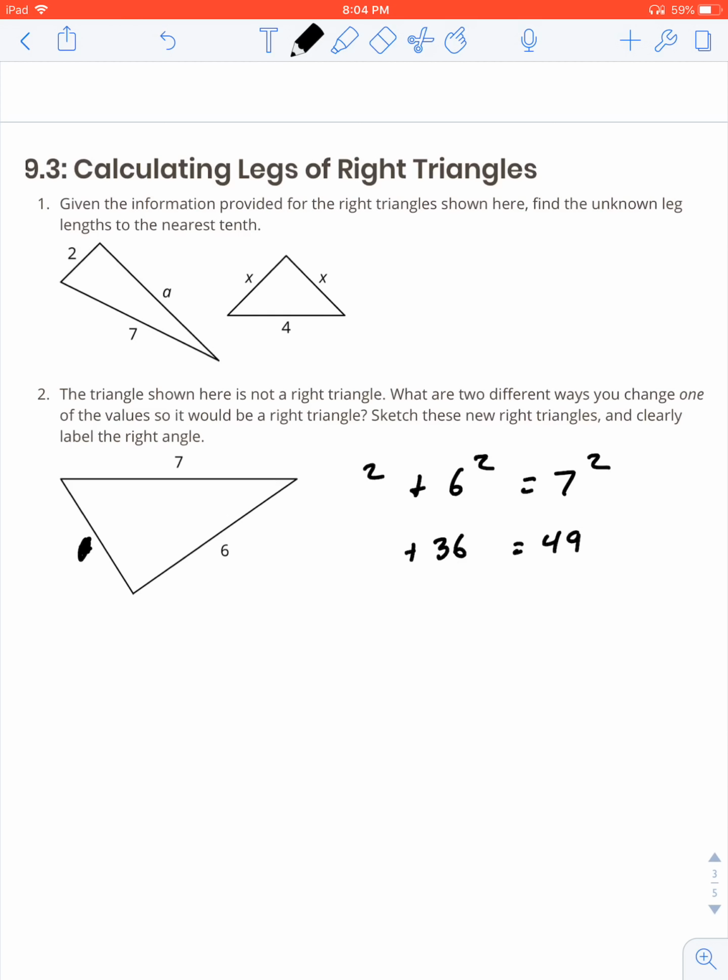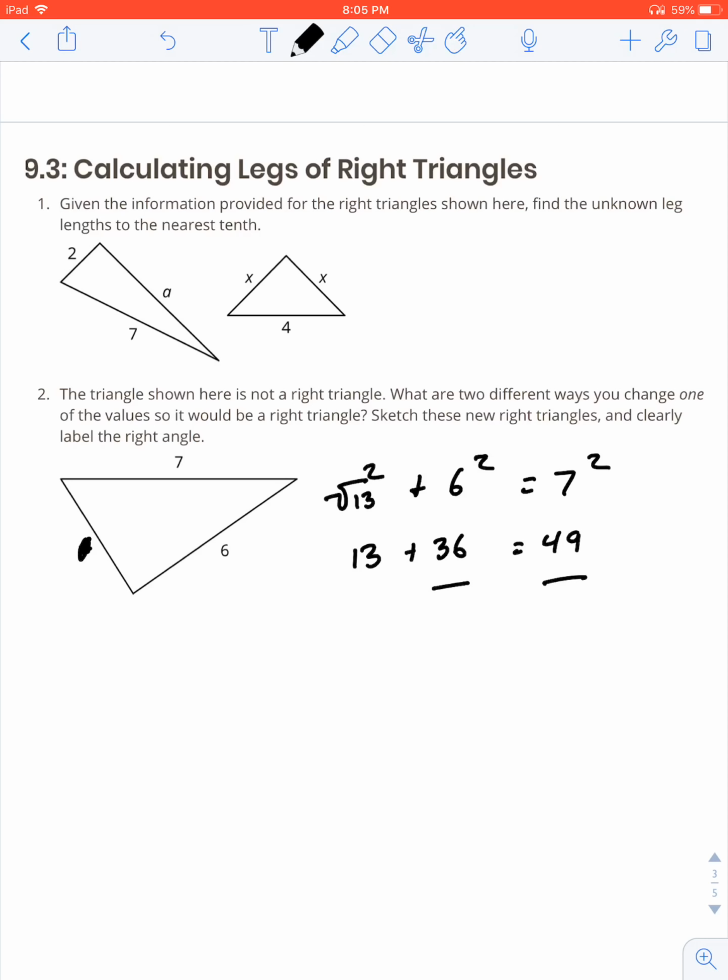Take a moment and think about what that number is. What plus 36 equals 49? Okay, well, that mystery number is going to be 13. So we know that 13 plus 36 equals 49. That is a true statement. So if the side length squared equals 13, then the side itself would have to be the square root of 13, because then when I square the square root of 13, it leaves me with just 13.